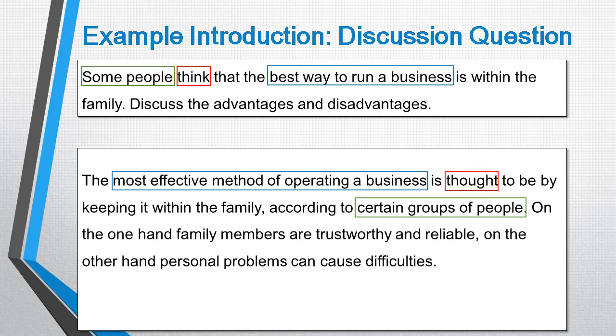On the one hand, family members are trustworthy and liable. On the other hand, personal problems can cause difficulties. So I'm certainly not giving my opinion, I'm just outlining general arguments for and against. This is not essential to do, but I've done so here so I can use a complex sentence and show off my range of grammar again.